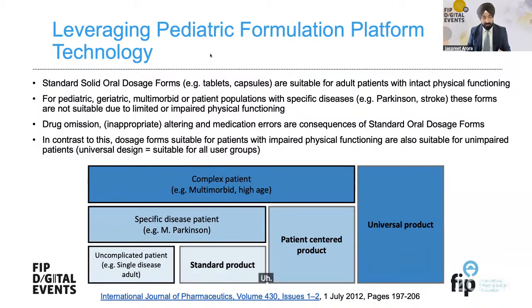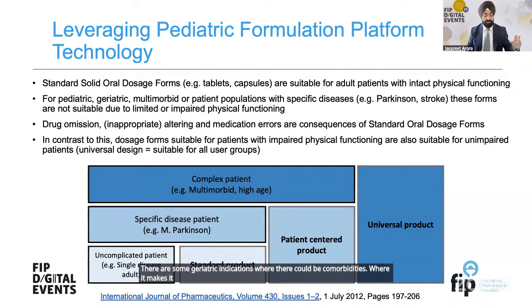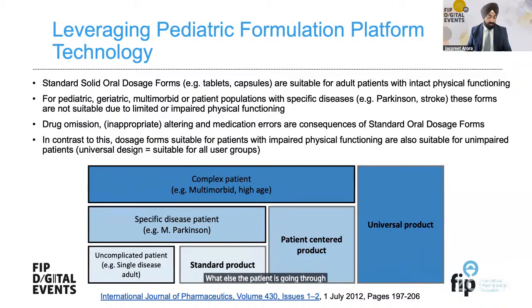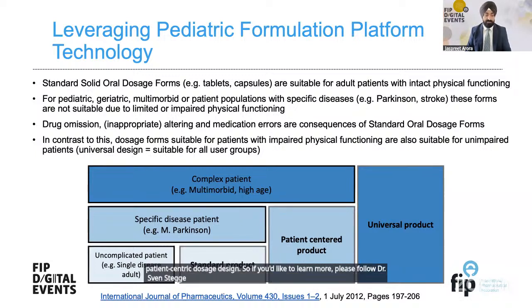There are some geriatric indications where there could be comorbidities, where it makes it difficult to focus on just that indication and not think about what else the patient is going through, whether in terms of other medications, or in terms of the physical attributes that the patient is going through, because they are in a certain indication or disease. So that all has to be thought of. Dr. Sven Stegemann from the University of Graz in Austria has published this paper, and he has published multiple papers talking about patient-centric dosage design. So if you'd like to learn more, please follow Dr. Sven Stegemann's literature.